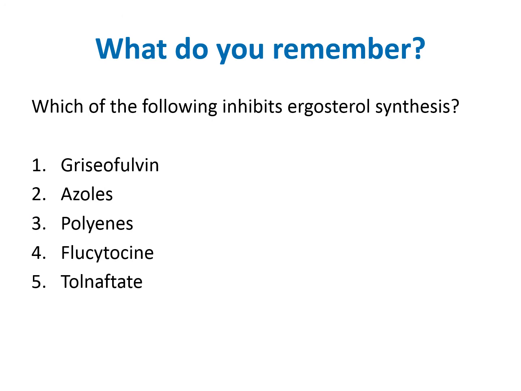Let's do a quick check to see if you're with me. Here's one question. Which of the following inhibits ergosterol synthesis? Would that be griseofulvin, azoles, polyenes, flucytosine, or tolnaftate? Pause the video and press play when you're ready for the answer. Azoles, that's correct.